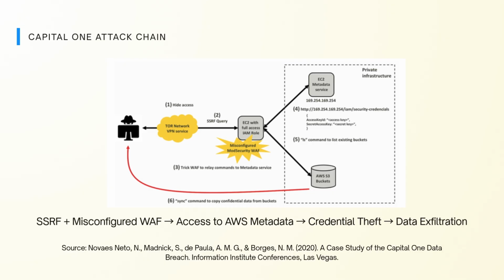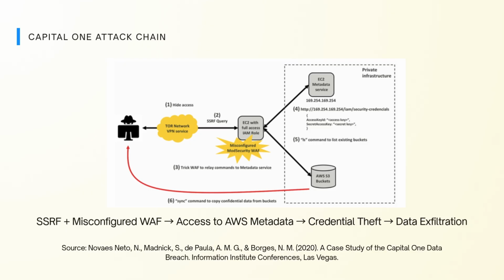And looking more closely at how this unfolded, the attacker exploited an SSRF vulnerability combined with a misconfigured web application firewall. This combination allowed requests to be relayed to the AWS EC2 metadata service. Because the metadata service returned the temporary IAM credentials, the attacker gained valid, if short-lived, permissions to interact with the AWS environment. Using those credentials, the attacker was able to list and access AWS S3 buckets, and from there exfiltrate a significant volume of data.